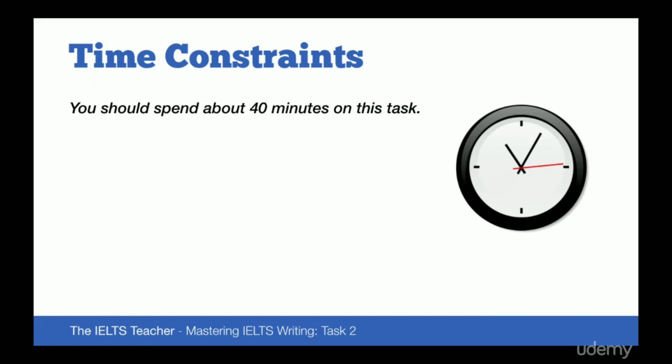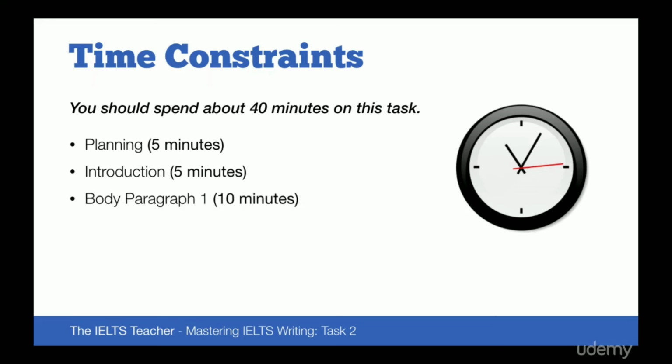In my view, the best way to divide your time is to start by just spending 5 minutes on the plan. For some people that seems like a lot of time, but 5 minutes on the plan can save you many more minutes later on. The introduction also should just take 5 minutes. This is because the body paragraphs are more important. This is where the majority of your points for your band score come from. They come from the body.